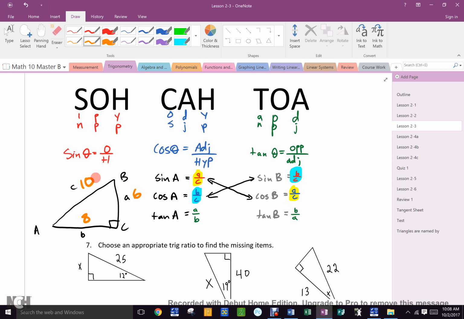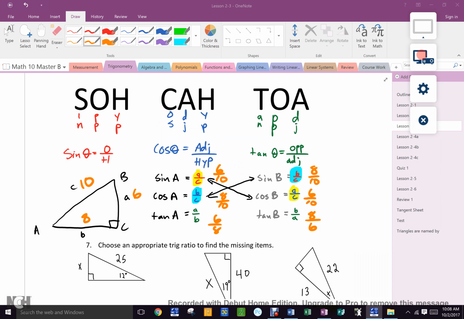So now, what would the sine of A be? 6 over 10. What would the sine of B be? 8 over 10. What would the cos of A be? 8 over 10. What would the cos of B be? 6 over 10. What would the tan of A be? 6 over 8. And the tan of B? 8 over 6. Does everybody get it?